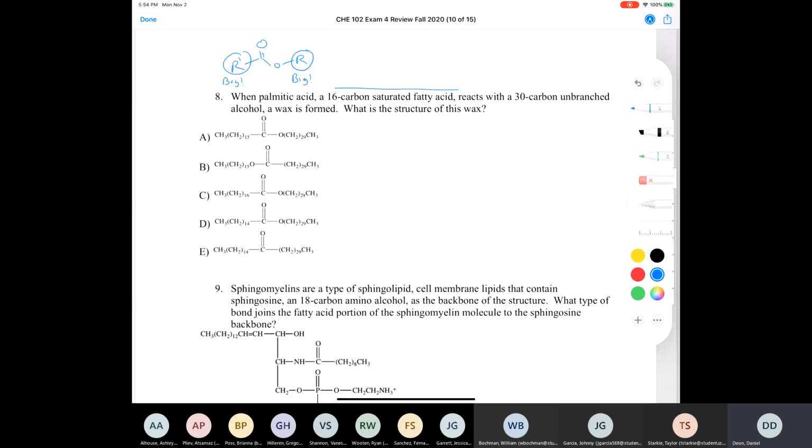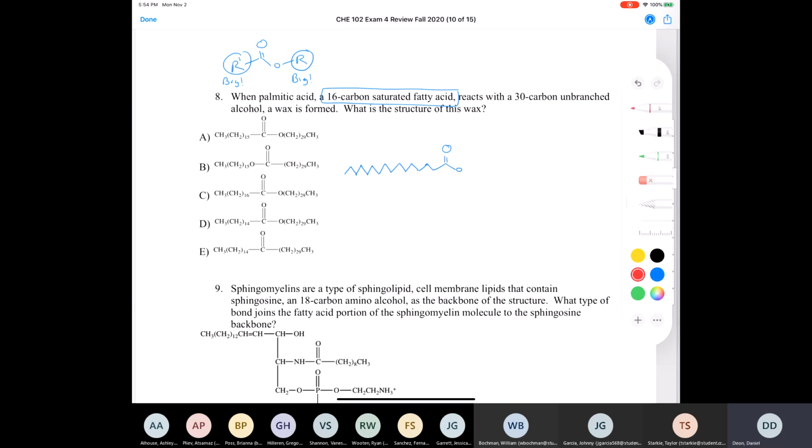Okay, look, the wax comes from a 16-carbon saturated fatty acid. Look, we could draw it. It would look like this. 1, 2, 3. So this is where my carboxyl is. So 1, 2, 3, 4, 5, 6, 7, 8, 9, 10, 11, 12, 13, 14, 15, 16, like that. All right. So there's a 16-carbon saturated fatty acid, and then we have a 30-carbon unbranched alcohol.